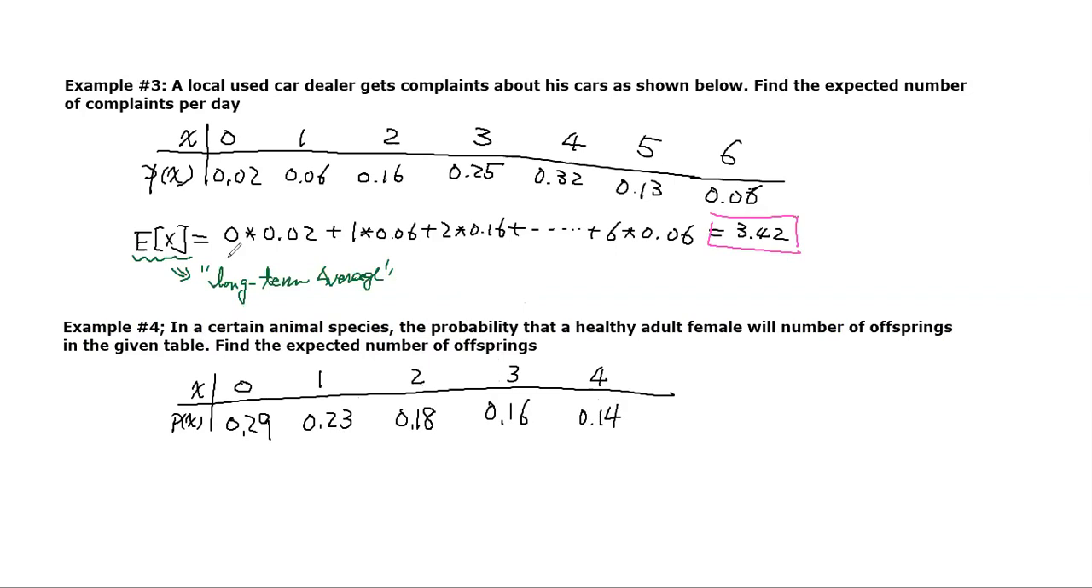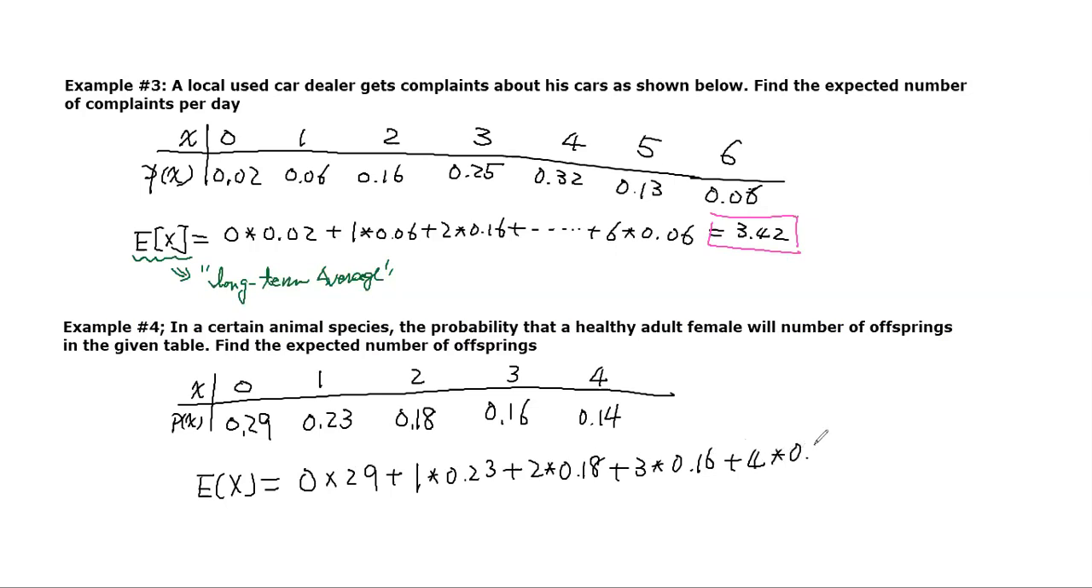Okay, so I want to find the expected value of offspring. As soon as you see expected value, it's the same thing. You just use the probability times the value. So it will be 0 times 0.29 plus 1 times 0.23 plus 2 times 0.18 plus 3 times 0.16 plus 4 times 0.14. So you will get 1.63 offspring. This will be our answer.